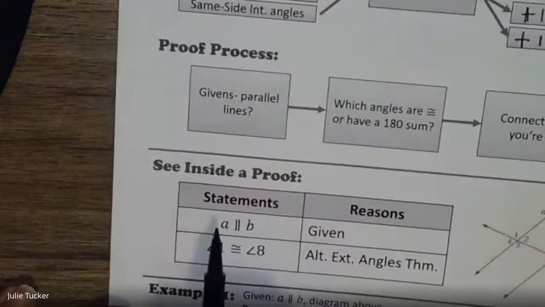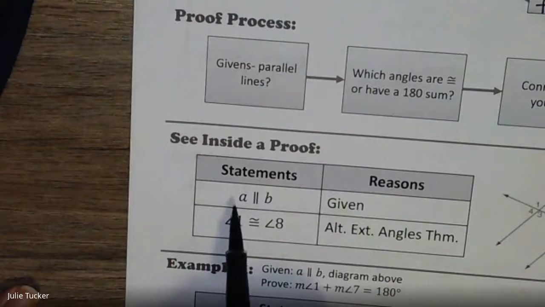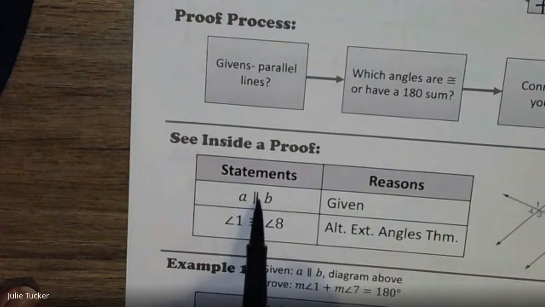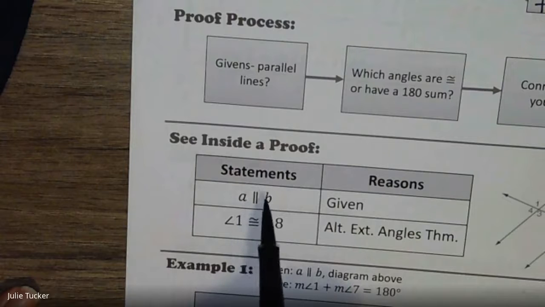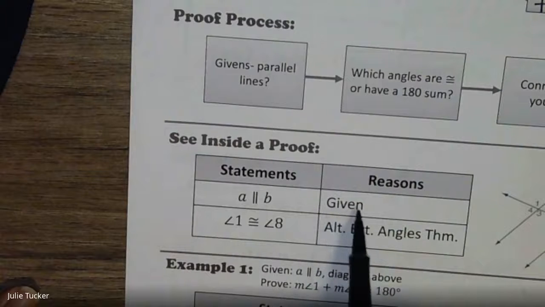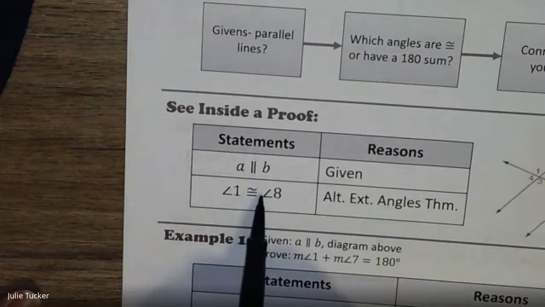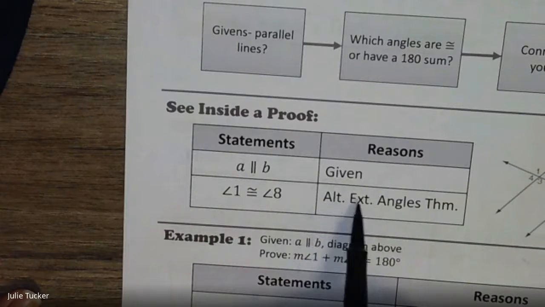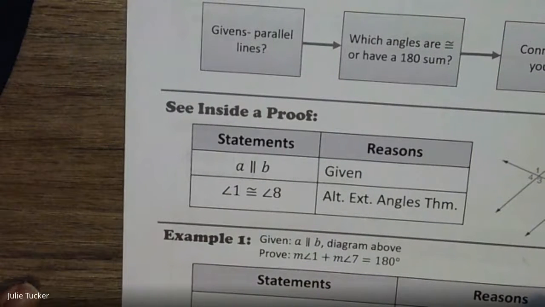This right here, where it says see inside a proof, what I'm trying to do is help you see the different ways that things are written inside of a proof. See how this says a little A and then two lines and then a B? This symbol is the parallel symbol. So this is saying that line A is parallel to line B. And then that would be a given fact. And then this is saying angle 1 is congruent to angle 8 by alternate exterior angles theorem. So that's just kind of the way the symbolic language is written down. Okay, so I'm just trying to help you see what to look for.